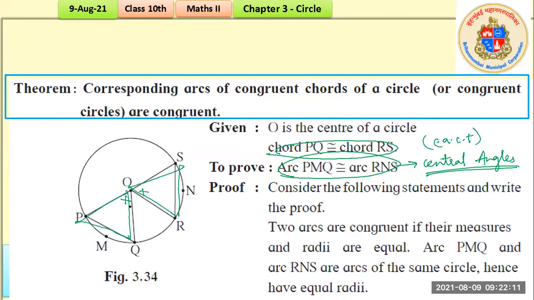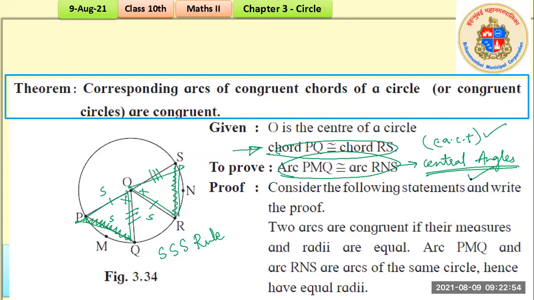Now, how would you prove that these two triangles are congruent? By using the SSS rule of congruence. This side is equal to this side by radius of the same circle. In the same way, these two sides are equal because again they are radii of the same circle, and we are given that the chords are equal, so chord PQ is equal to RS. So by the side, side, side rule, the triangles are congruent. Therefore, by CACT, we can say the central angles are equal.